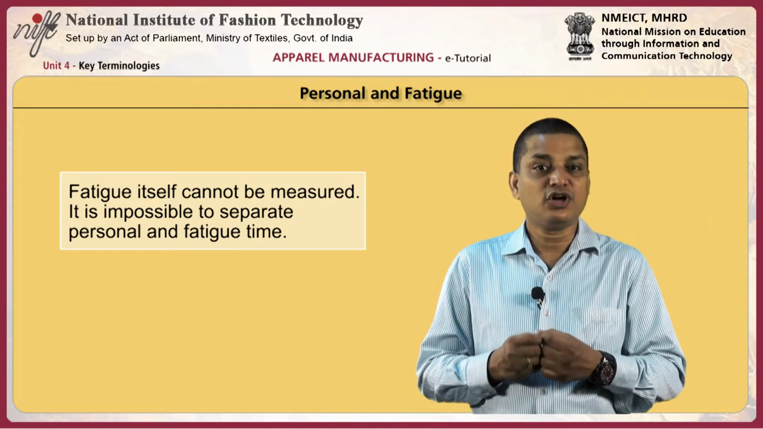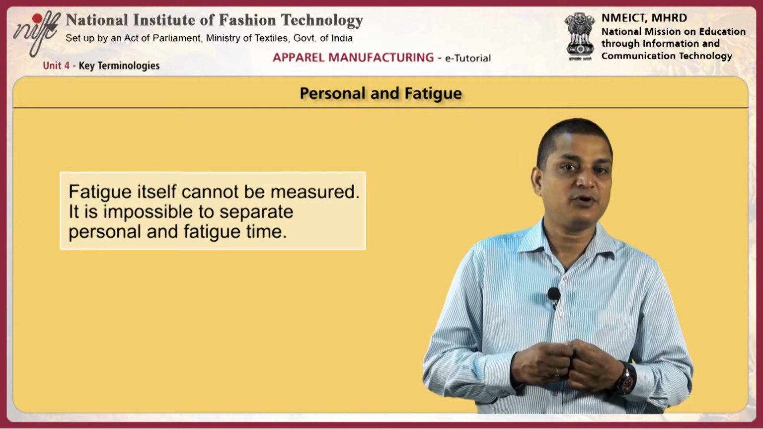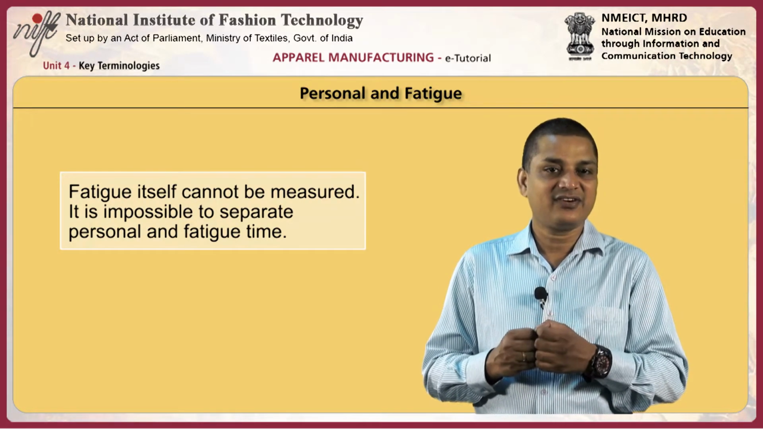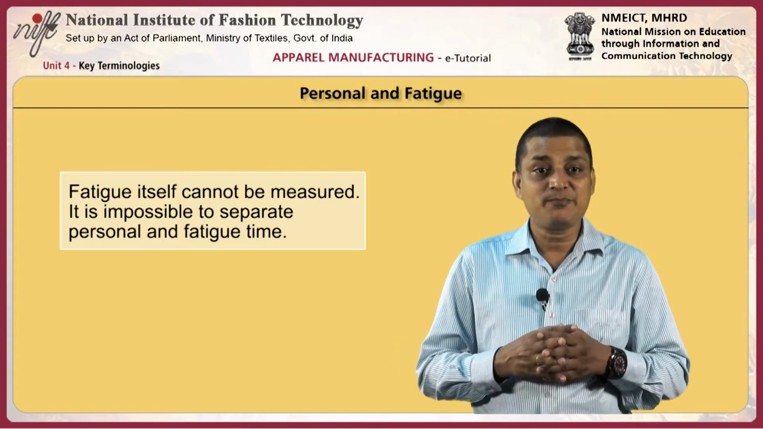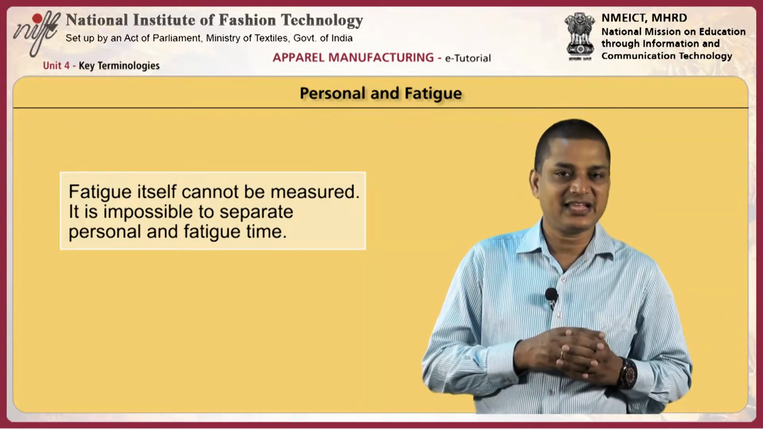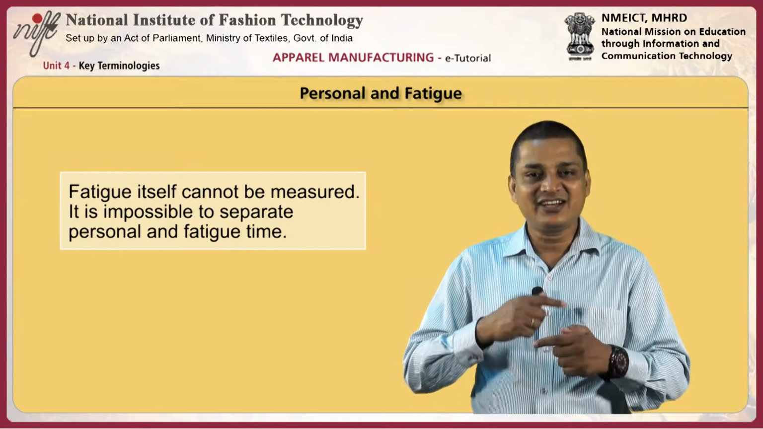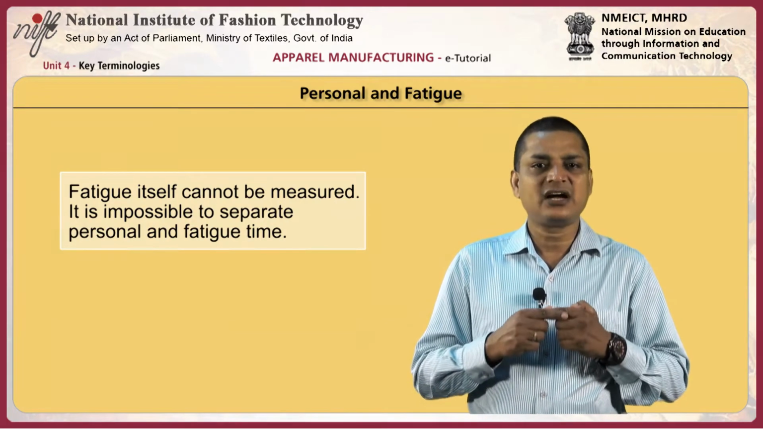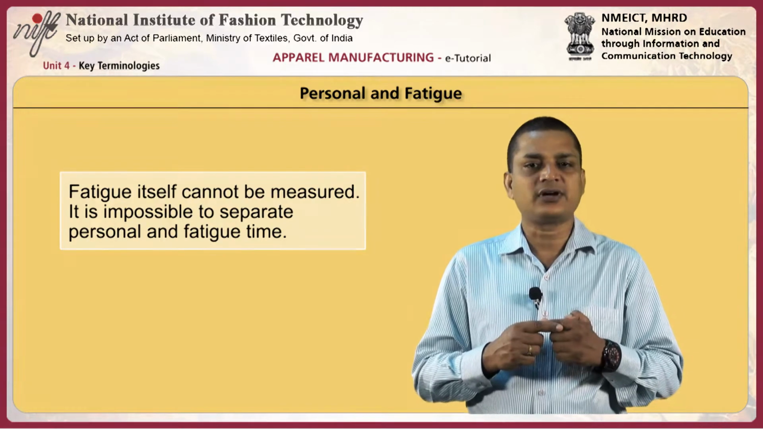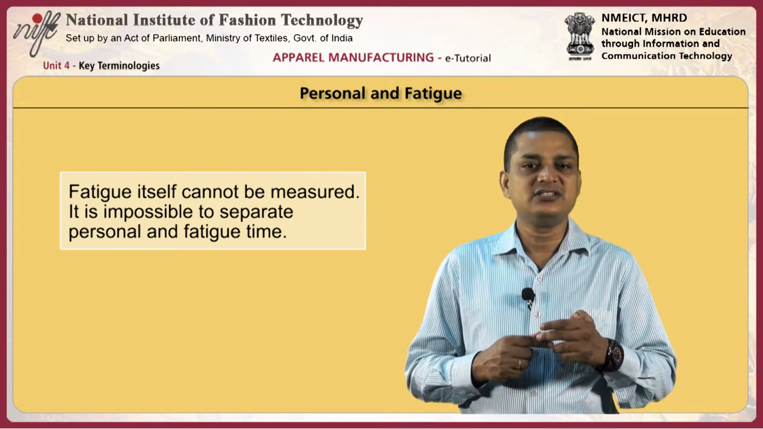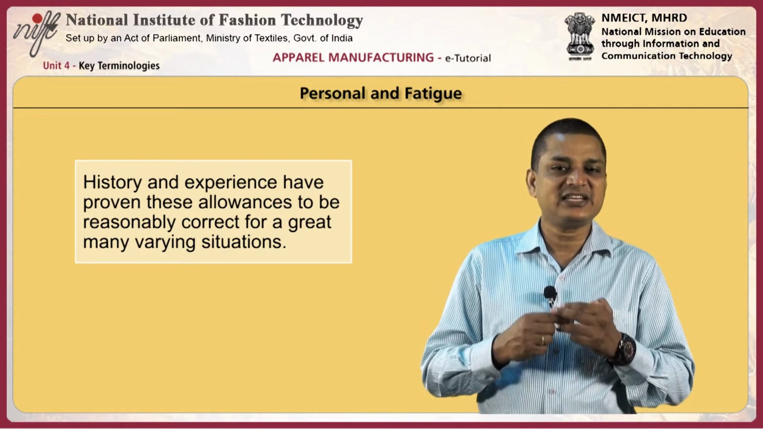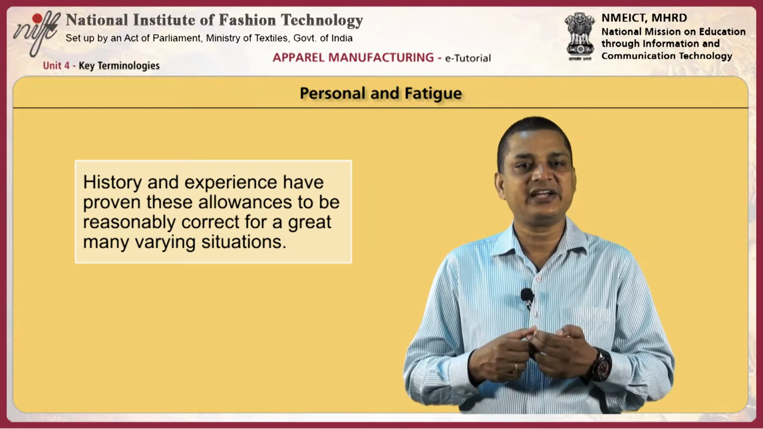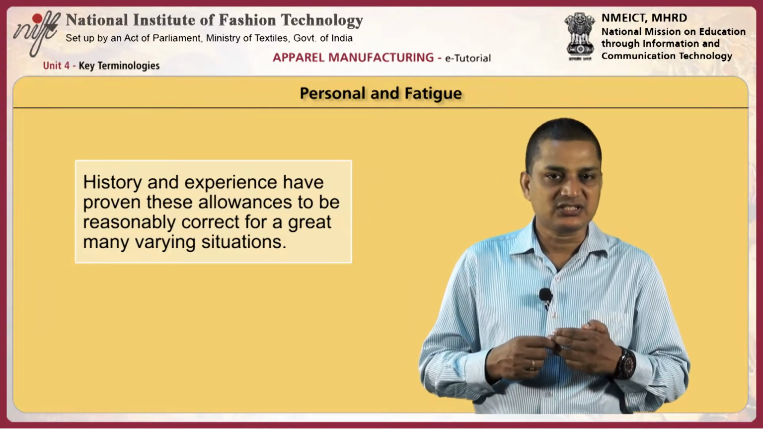Some aspects of normal acquired personal time can be quantified, but fatigue itself cannot be measured. It is also impossible to separate personal and fatigue time because of their interrelations with one another. These allowances come into being through guesswork and trial based on general use. History and experience have proven these allowances to be reasonable, correct for a great many varying situations.